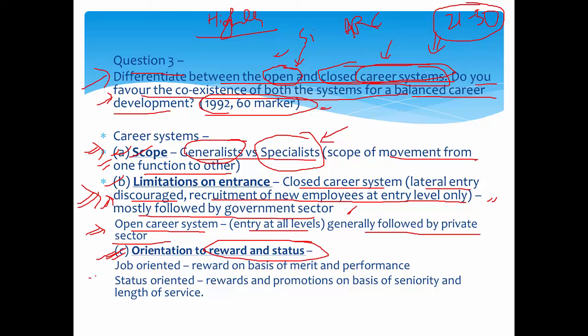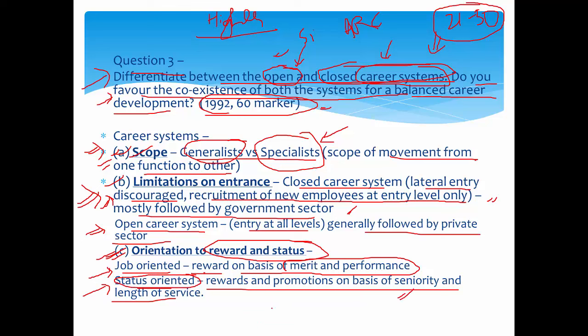And if the career system is job oriented, so the reward, that is promotions, are based on merit and performance. So this is job orientation. And status oriented, that is reward and promotion on basis of seniority and length of service. So as you can see that our civil services is status oriented. We have defined hierarchy, and we get the promotions based on seniority and length of service.